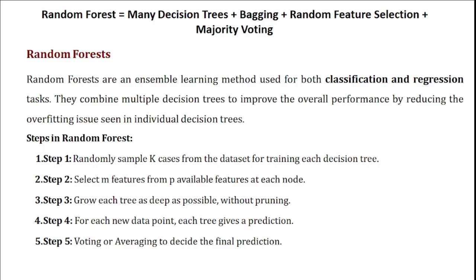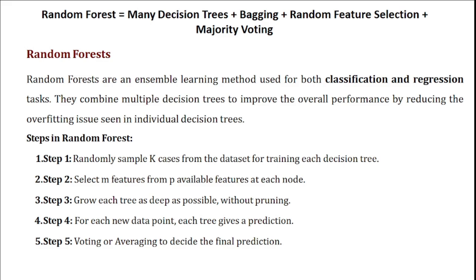In other words, random forest is an ensemble learning method. It is best used for both classification and regression tasks. They combine n number of multiple trees to improve the overall performance by reducing the overfitting issue seen in individual decision trees. It is overcome in random forest.